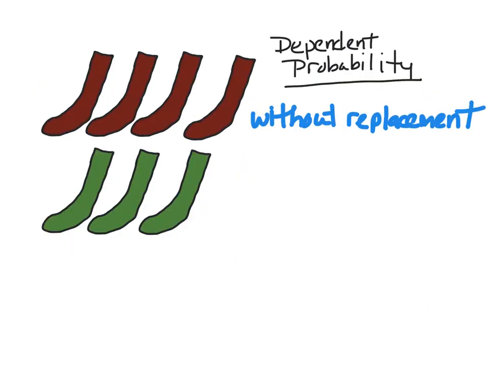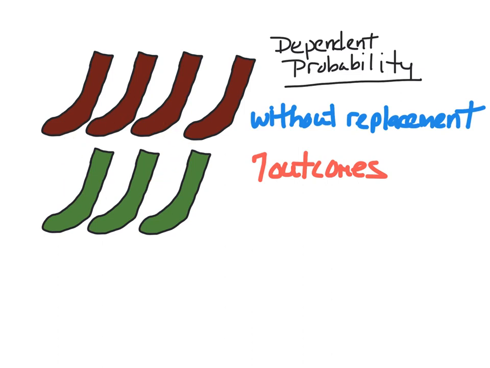All right, let's look at another example of dependent probability where we are not going to have replacement occur. Let's say we have these 7 socks in a drawer. 4 of them are brown and 3 of them are green. That means we have a total of 7 possible outcomes. If I put my hand in the drawer and randomly pull out a sock, my probability would be based on 7 outcomes because there are 7 socks in the drawer.